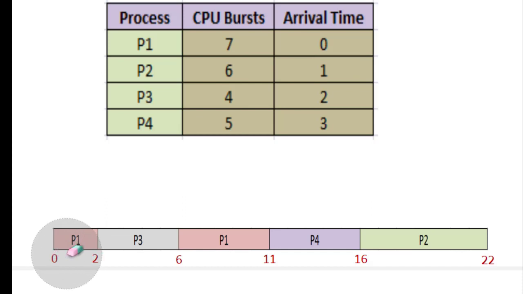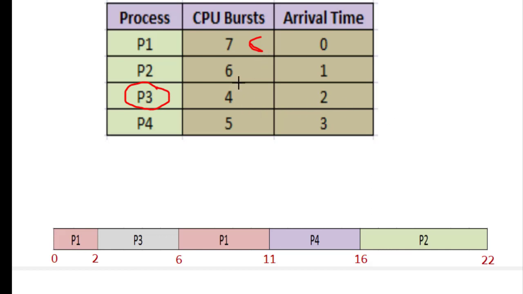After 1 millisecond, what happens is this completes. This 6 is remaining, and the new process, which is P2, arrives in the system, but its CPU burst is 6, so both are the same, so it will continue with P1 itself. So after 1 more millisecond, new process P3 arrives in the system after 2 milliseconds.